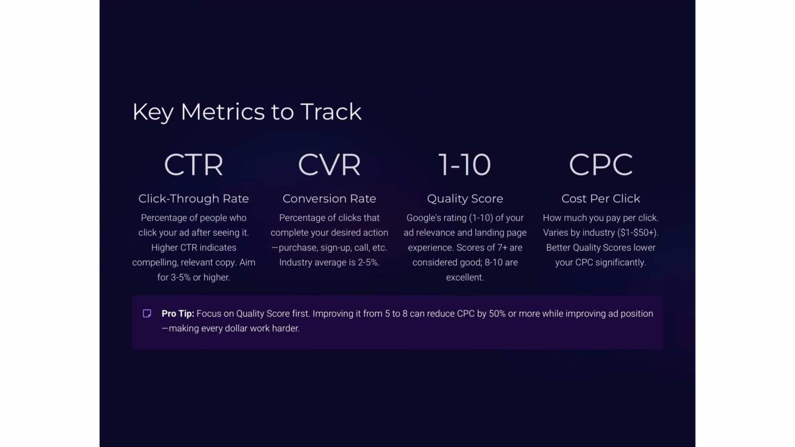Track key metrics for ad success. Click-through rate, CTR, should be 3 to 5% or higher, indicating compelling copy. Conversion rate, CVR, averages 2 to 5%, reflecting effective calls to action. Quality score, rated 1 to 10, impacts cost per click, CPC. Aim for 7+ to lower costs and enhance ad position.